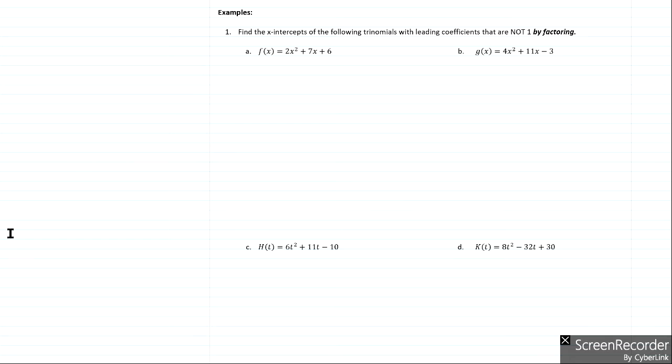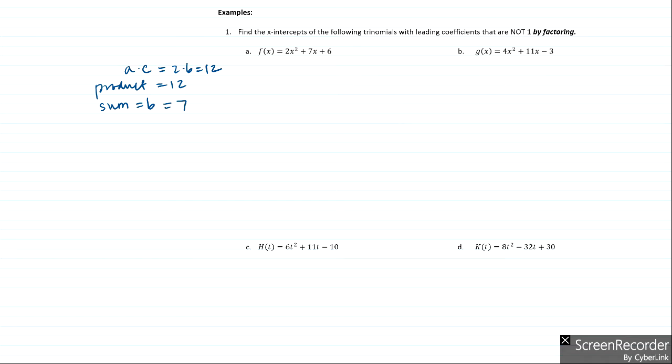And in part A, we have f of x given here. Again, the first thing we want to identify to use the AC method is the product of a times c. Here we can see a times c equals 2 times 6, or 12. That means I want to find two numbers that have a product of 12, and I want the sum to be equal to b, which is positive 7.